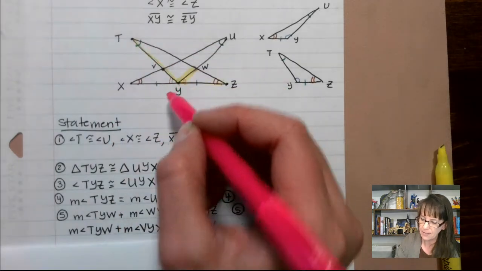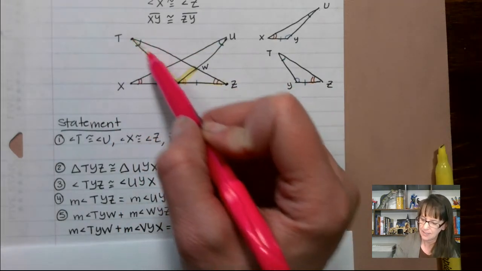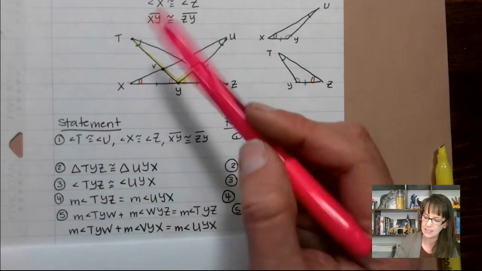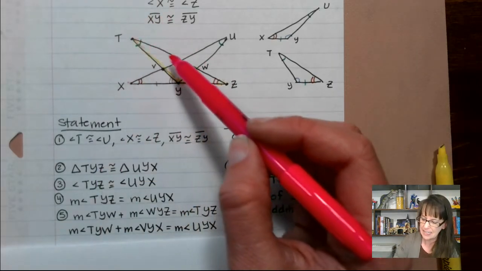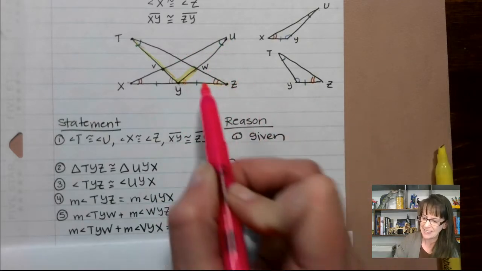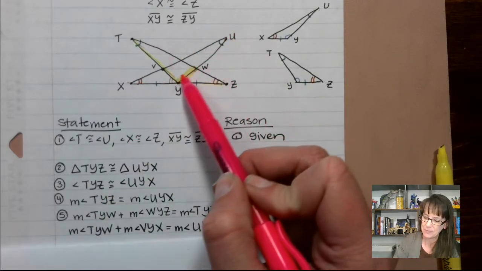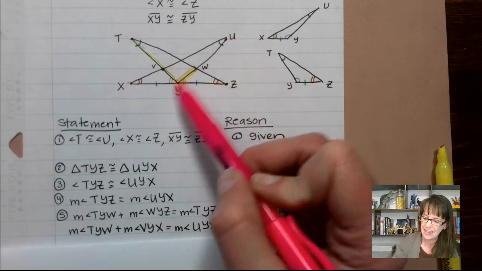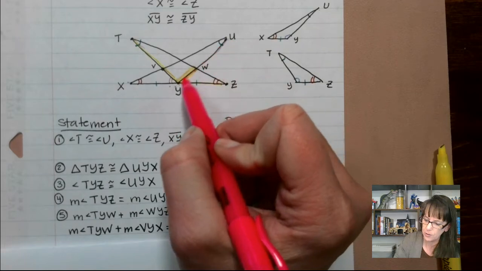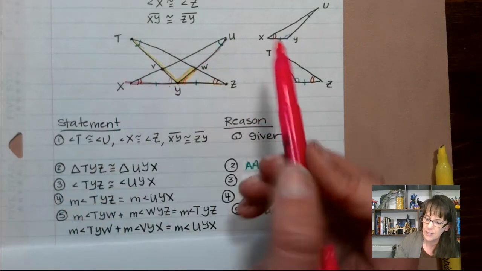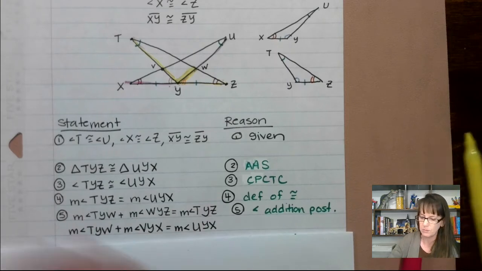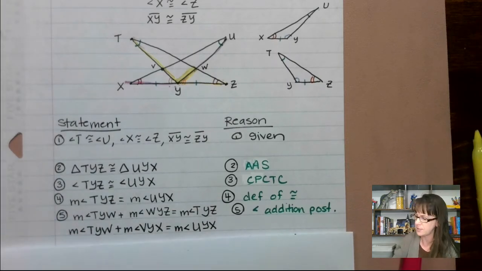So TYW plus VYX, that's this one. And then this guy right here is going to give us this total, UYX. Okay, so we've got this angle, UYX. What that really should have said is TYU. I'm sorry about that. So let's fix that guy right there. TYU.